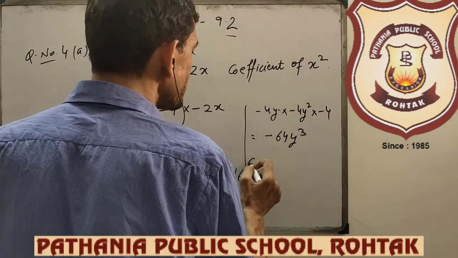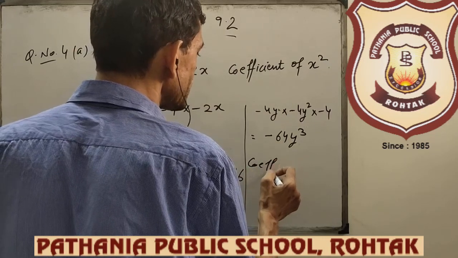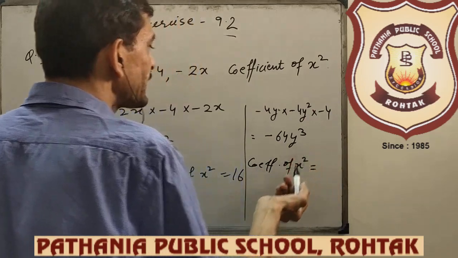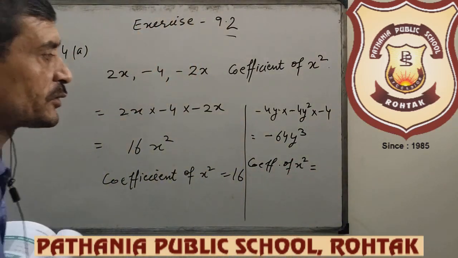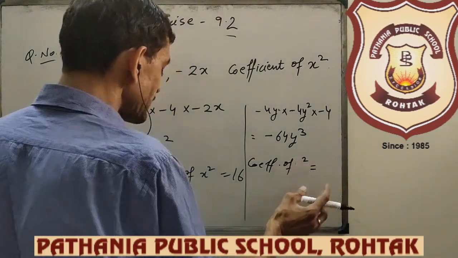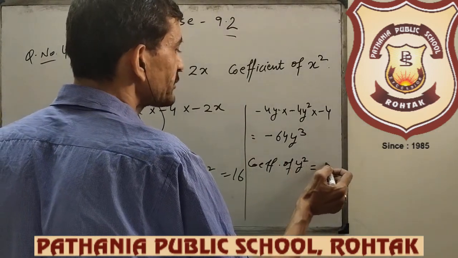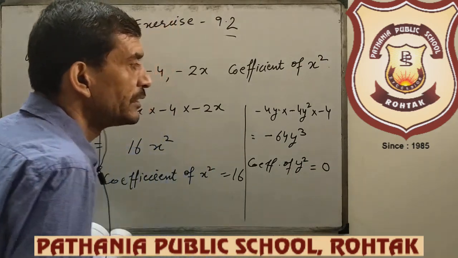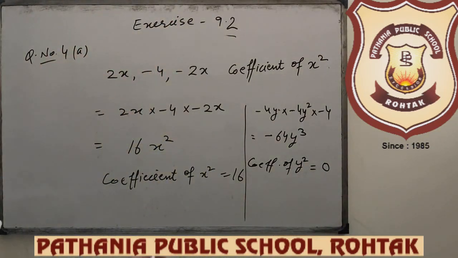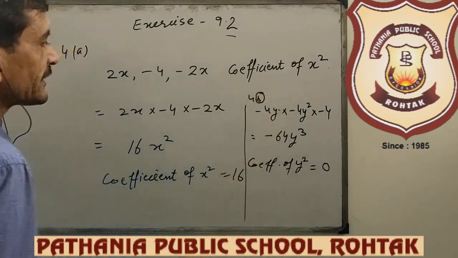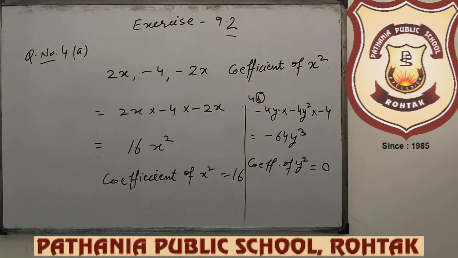So therefore coefficient of x square is what? x square वाली terms तो है ही नहीं यहाँ पे. तो what is the coefficient of not x square? Coefficient of y square, sorry. Coefficient of y square is 0. So in this way beta, remaining parts also you have to get the product and then write the coefficient of required term in this way.